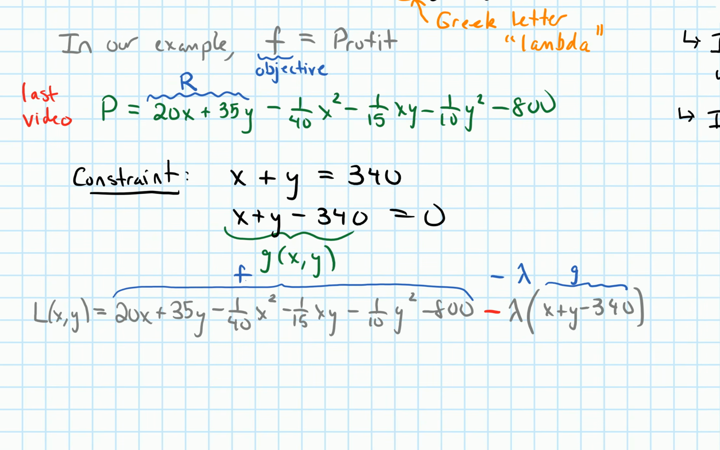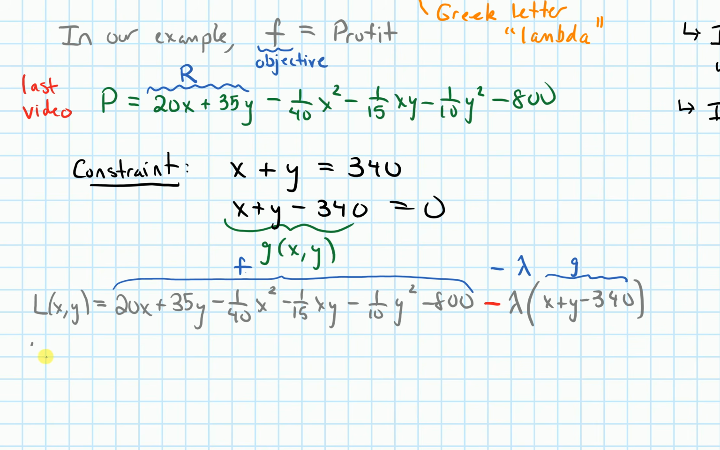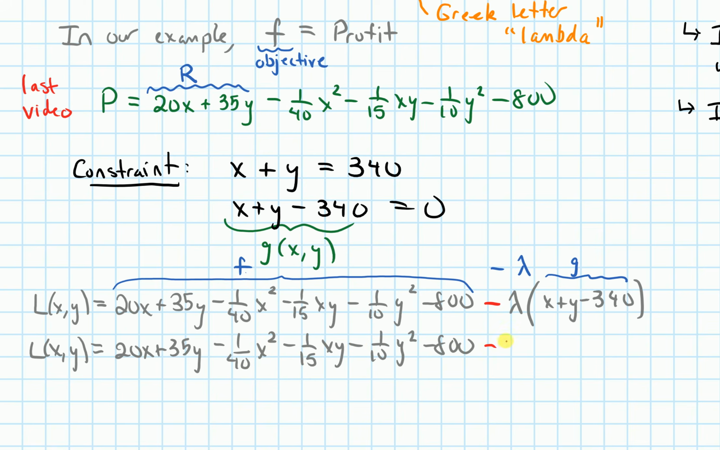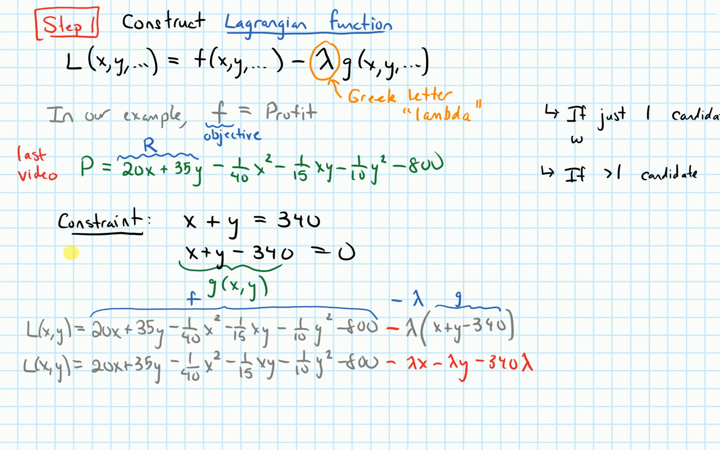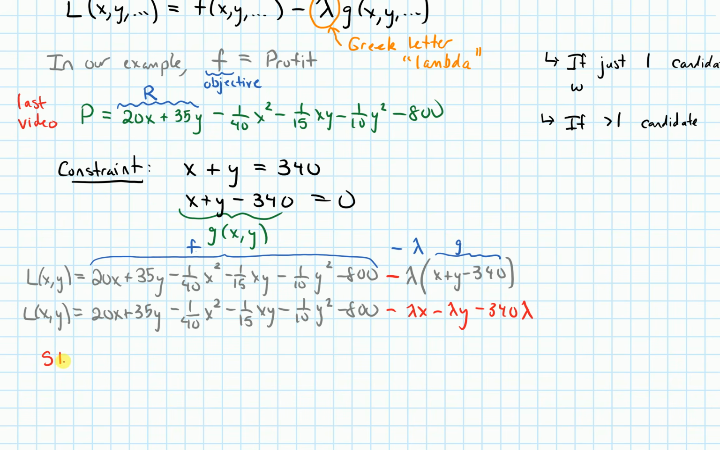Okay, so I can simplify this a little bit. Let's distribute that negative sign, and I'll get L of x comma y equals, this whole first part stays the same, 20x plus 35y minus 1/40 x squared minus 1/15 xy minus 1/10 y squared minus 800. Now I can distribute that negative sign and the lambda and get negative lambda x minus lambda y minus 340 lambda. So that's step one. Step one is set up that Lagrangian function. Construct this Lagrangian function. We are ready for step two now, doing something with this function.